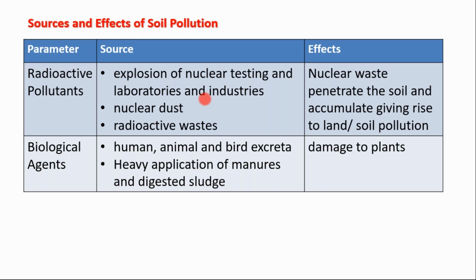So some of these radioactive substances or the sources of these radioactive pollutants are going to penetrate this soil and contaminate this soil, that is called as soil pollutions, which can adversely affect our human health as well as the environmental parameters. Then biological agents like human, animal and bird excreta, then heavy applications of these manures and digested sludge. So these are the different sources for these biological agents which can damage the plant. So these are the different parameter sources and their adverse effect on the soil.